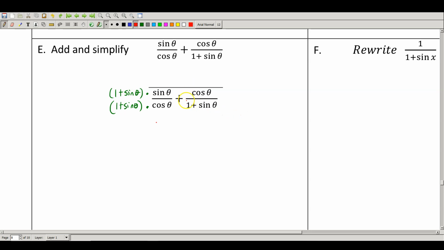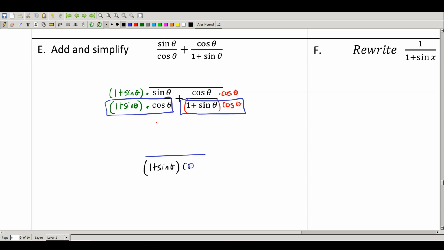So I'm just going to group this together, and then I'm going to say times cosine right here and times cosine right here. That's what you need to do. You need to find a common denominator, so therefore we can add this. So the common denominator here is 1 plus sine theta times cosine. So when we combine our fractions into one fraction, that's the denominator: 1 plus sine theta times cosine theta.